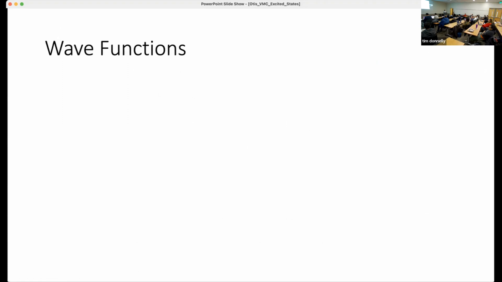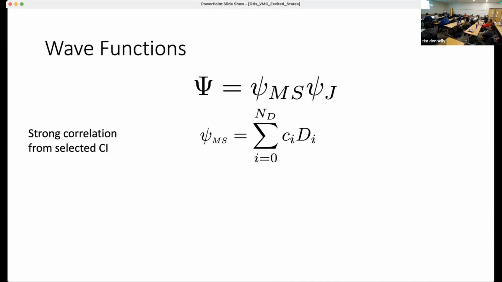So first, just a note on wave functions. Everything I'll be showing here is based on multi-Slater-Jastrow wave functions, so some set of determinants. And I am exploiting all of the improvements that have been made in selected CI as a good way of efficiently identifying the most important determinants and getting those strong correlation effects.